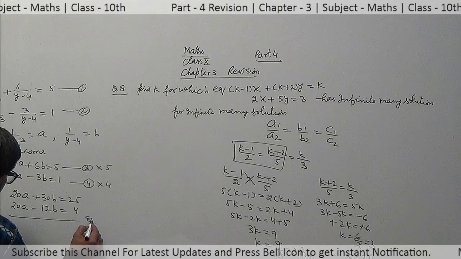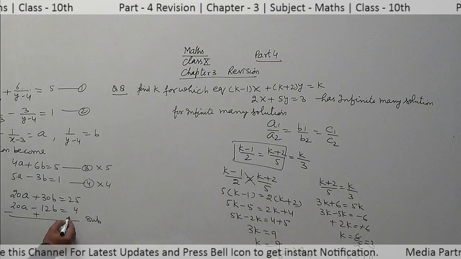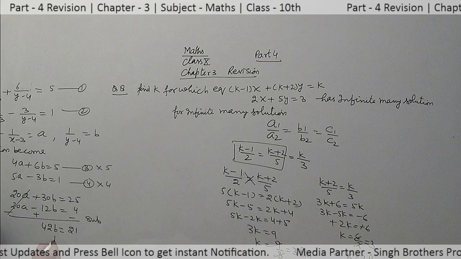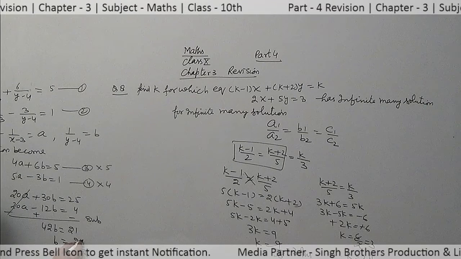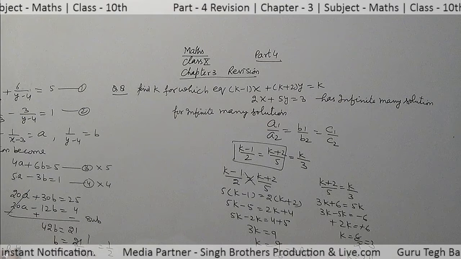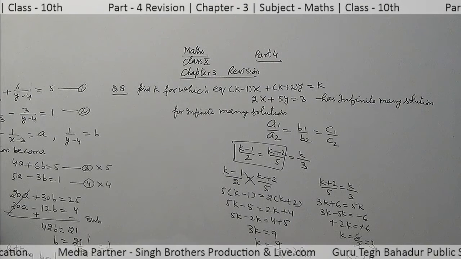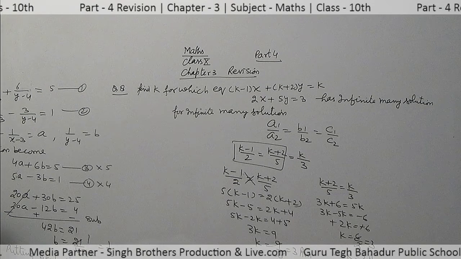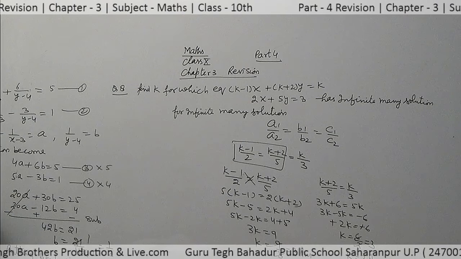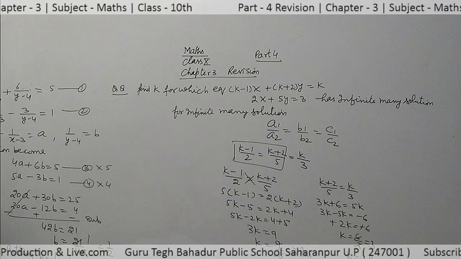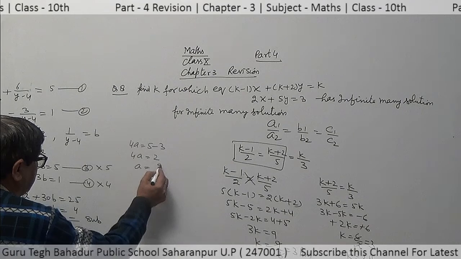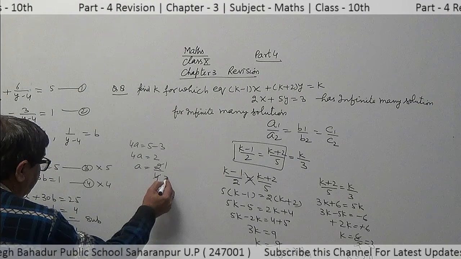Subtract, change the sign, this cancels. 42b is equal to 21. b is equal to 21 upon 42, that is 1 upon 2. Putting b is equal to 1 upon 2 in equation 3, 4a plus 6 into 1 upon 2 is equal to 5, 4a is equal to 5 minus 3 is equal to 2, a is equal to 2 upon 4, a is equal to 1 upon 2.